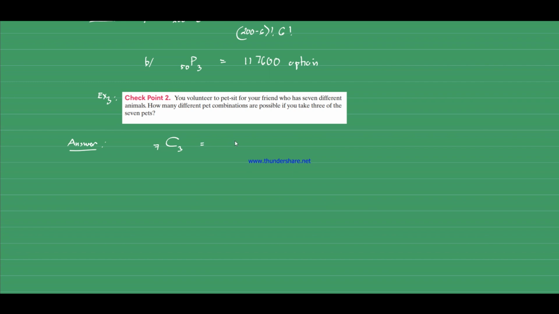So you have 7C3. We have 7 factorial over 7 minus 3 factorial, then 3 factorial. Put it into the calculator, you have 7 and you have 3, and you're going to get only 35. So there are 35 combinations. There are 35 options to pick 3 out of 7.